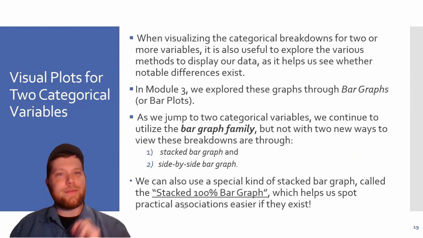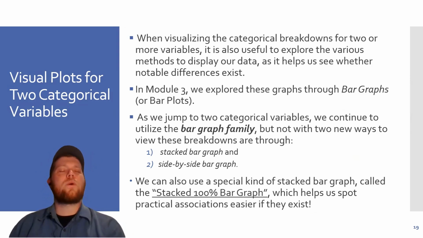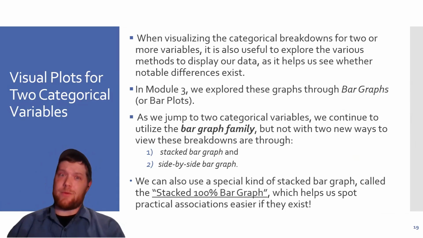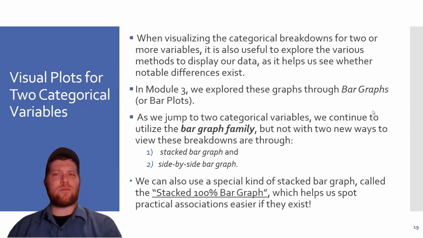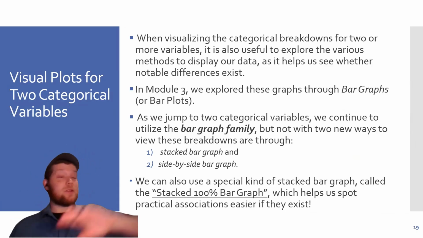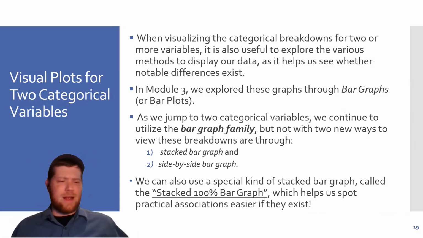We're now going to add something more. We're going to start talking about the visualizations and go beyond just the contingency table. When visualizing the categorical breakdowns for two or more variables, it's also useful to explore the various methods to display our data, as it helps us see whether a noticeable difference exists. In Module 3, we explored these graphs through bar graphs and bar plots. Module 2, we actually did graphs too, with box plots, histograms, density plots, and so on.